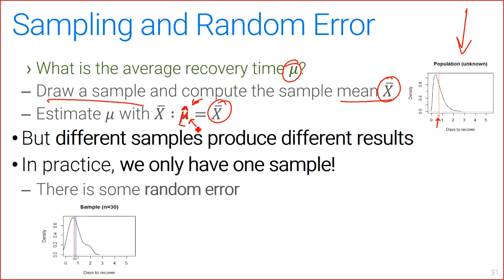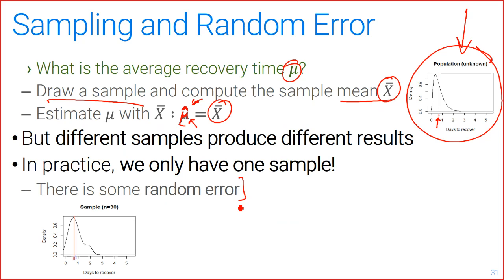And the question is, well, of course, different samples are going to produce slightly different results. If you get the patients in one hospital and compute the sample, you might get a slightly different result from the patients in a different hospital or a different country. So the point is, because you're sampling and you cannot study the full population here, you can only study a sample, you are going to have a certain degree of random error. So linking back to the previous lecture, this is where the random error comes from.